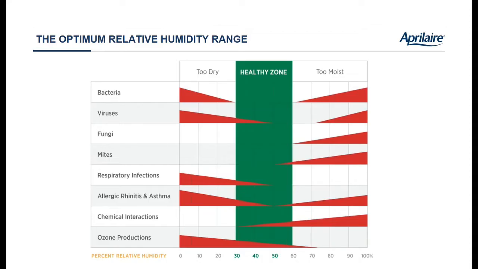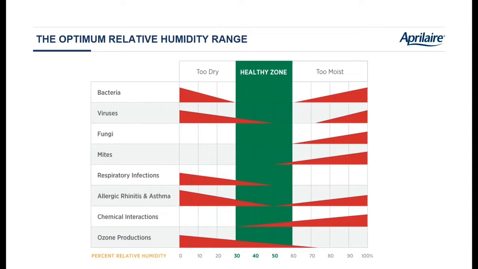The red triangles represent how much of an issue each of those indoor air quality factors is going to be at various relative humidities. The idea is the red triangle gets skinnier as the concern decreases. And it's pretty easy to see that the triangles get very skinny or disappear entirely when you get into the middle range there, what's labeled the healthy zone, and that's going to be from 30% to 60%. So in the cooling season, we're concerned with lowering the relative humidity into that healthy zone.